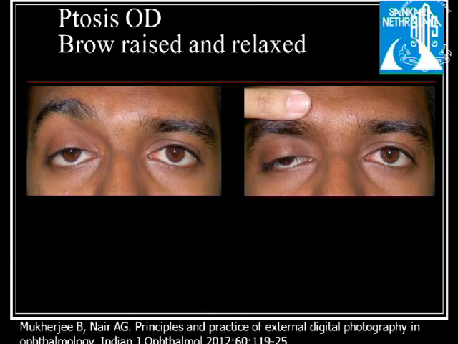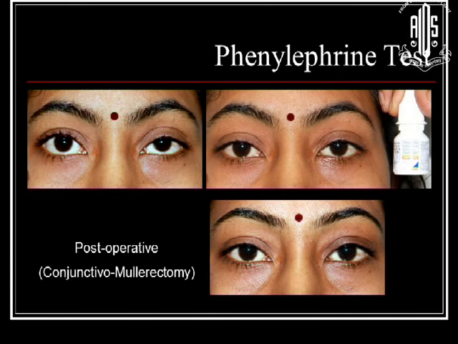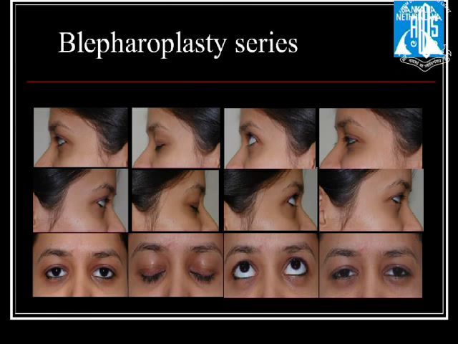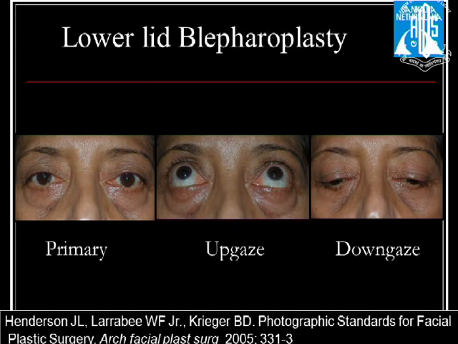The other situation in oculoplasty where you want to document is ptosis. Documentation of the result of a test or post-operative situation is very, very important in aesthetic surgery. This is a blepharoplasty series where the photographs are taken with straight gaze, eyes closed, up gaze, and eyes squinting. Lower lid blepharoplasty should be taken with primary, up gaze and down gaze.